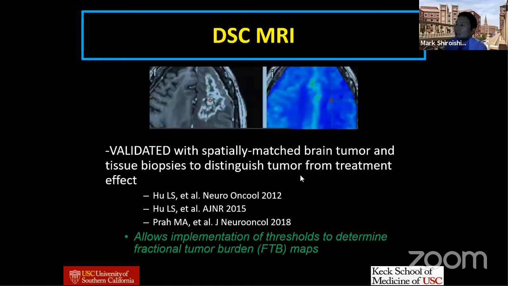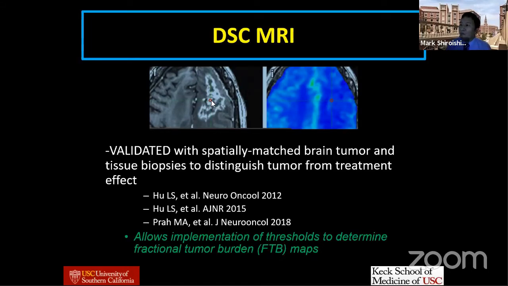Another thing this technique utilizes is that the thresholds they use are validated based on histopathologically validated tissue samples. So they took the acquisition method that we talked about, and the post-processing software that we talked about, and they got neurosurgeons to sample parts of the lesion. This is the same situation where you've treated the patient with surgery and chemoradiation, you follow them up, and they start developing a new or enlarging, enhancing lesion. And the question is, is this tumor, or is this post-treatment radiation effect, or a mixture of both?